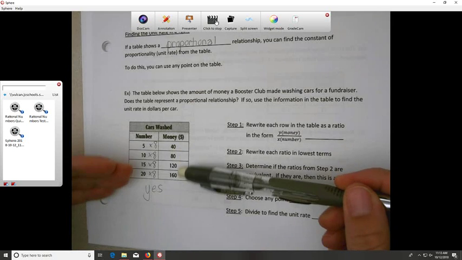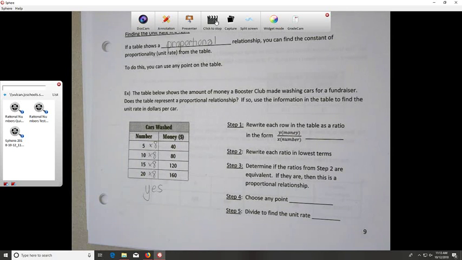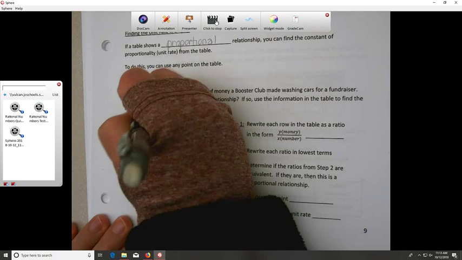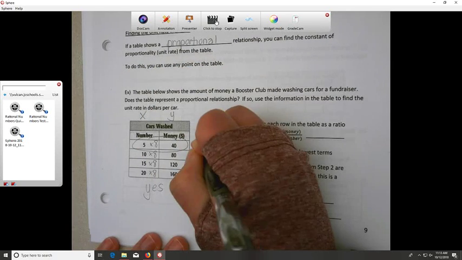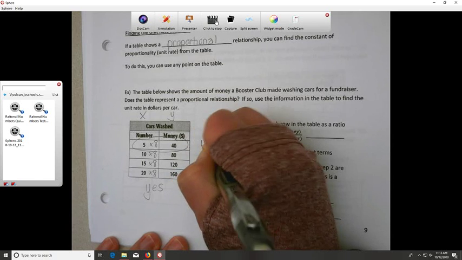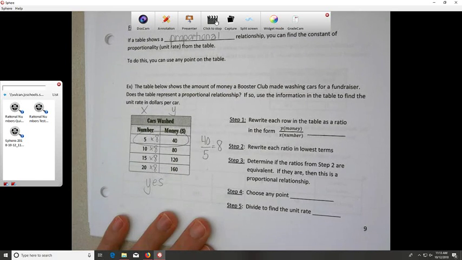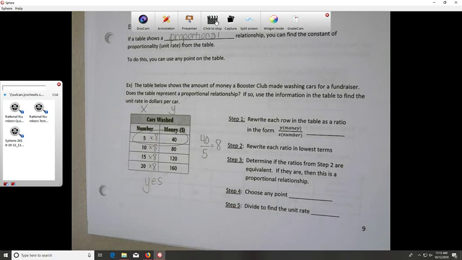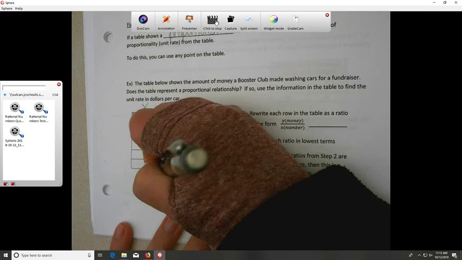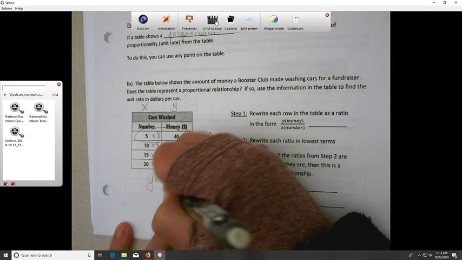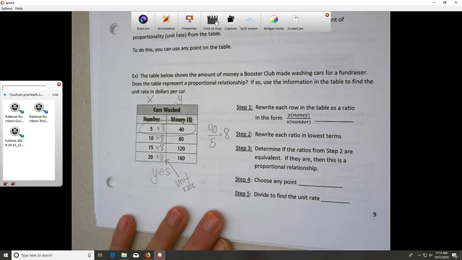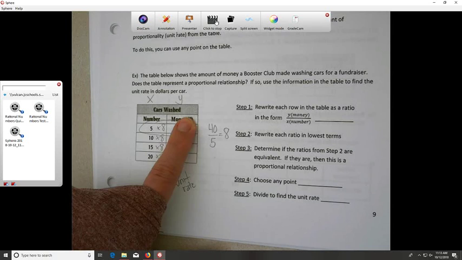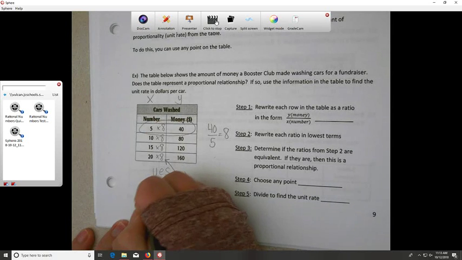So I can pick any point I want and divide y divided by x. So if I pick the first point here, okay, first column is x, second column is y, so I would divide 40 divided by 5, which is going to get me 8. So my unit rate is 8. Now you'll notice we already figured that out. That was what we were multiplying by every time. So this number right here, whatever you multiply by every time, that is your unit rate. All right, so here, the unit rate is 8, and if I look at my units, it was money divided by number of cars, so it's going to be $8 per car.